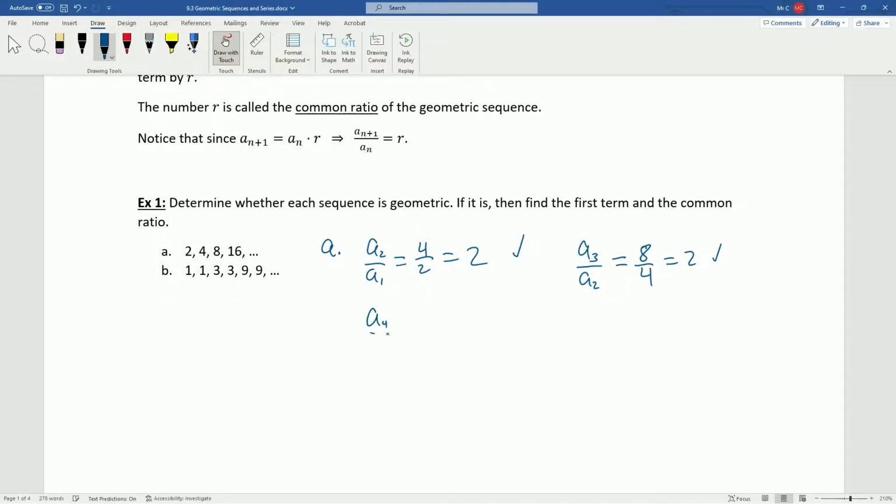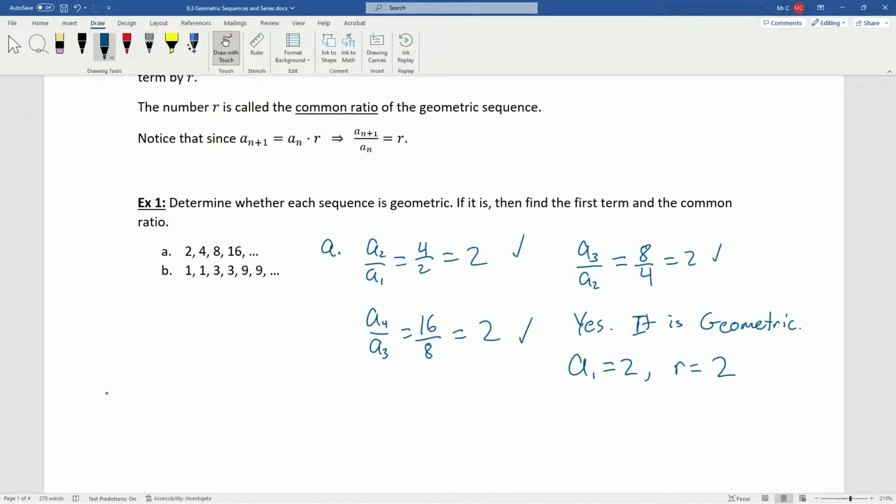They're matching up. a4 over a3. That's 16 divided by 8. That's 2. Hey, I got the same thing for all three of these. So yes, it is geometric. Our first term is just the 2. And our common ratio r is also 2, coincidentally. It, of course, doesn't have to be the same.